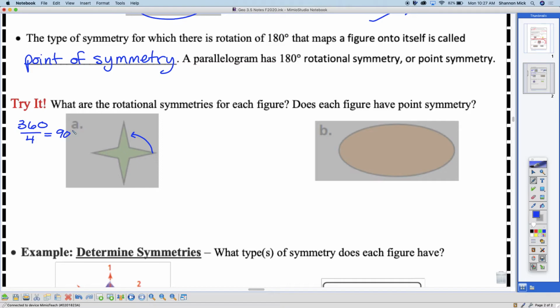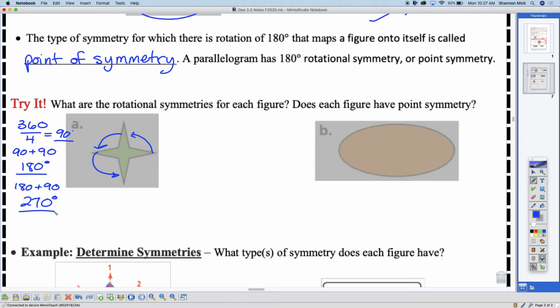Okay, so the first one happens at 90, yes? Yeah. And then what? 180. So 90 plus 90, so 180. And then 270. I mean 280. 180 plus 90. No, 270 is right.